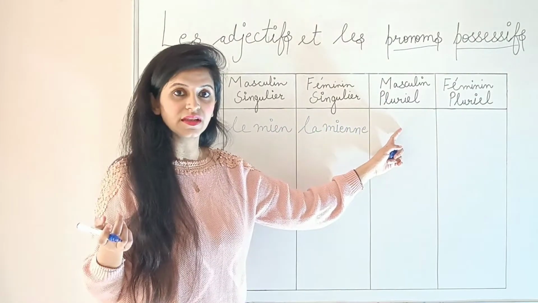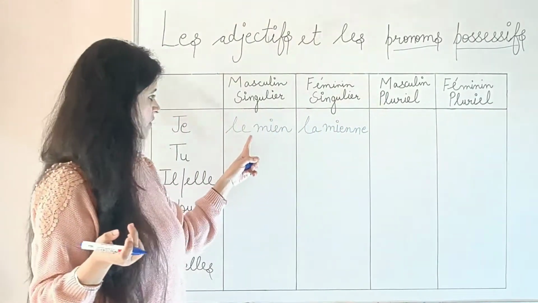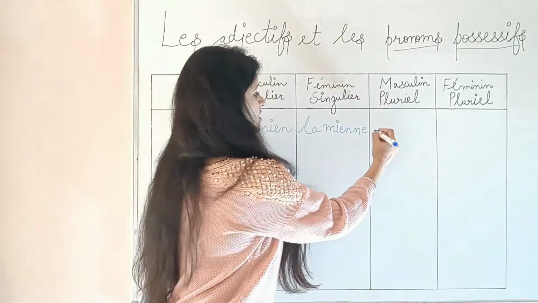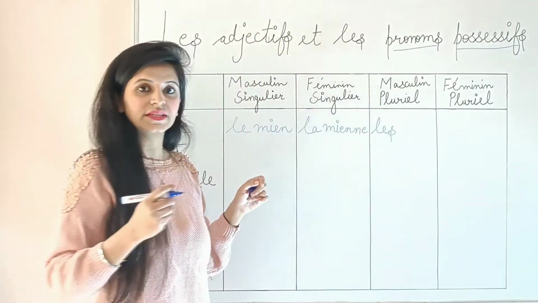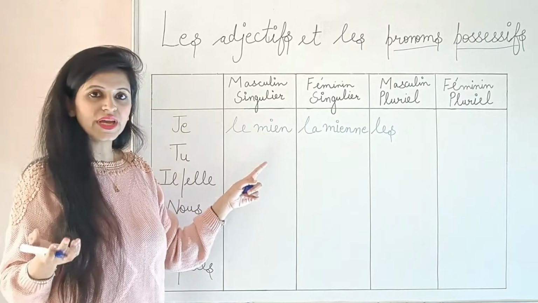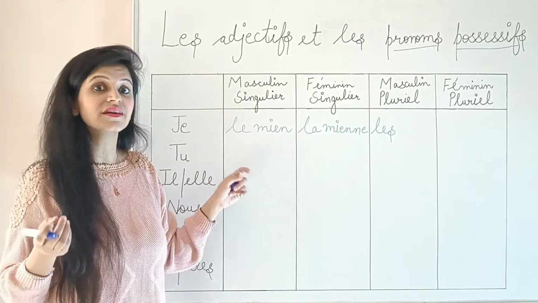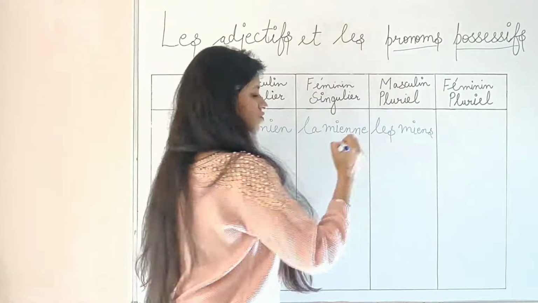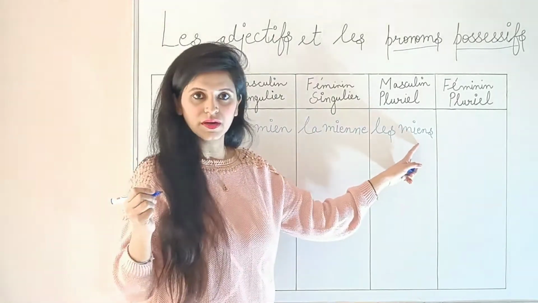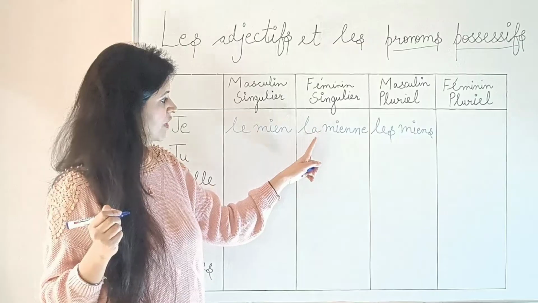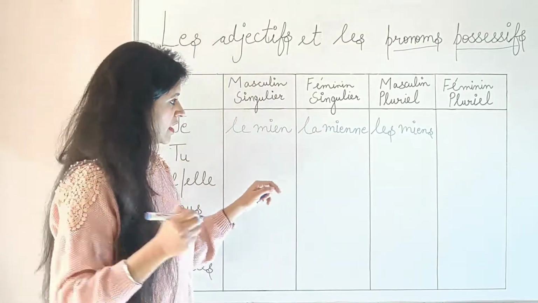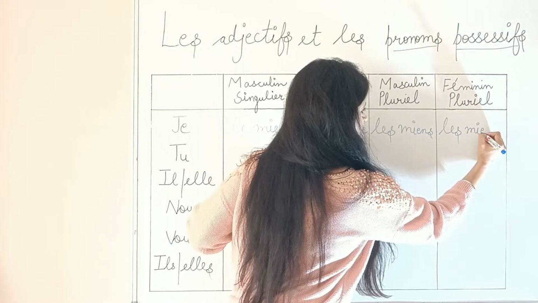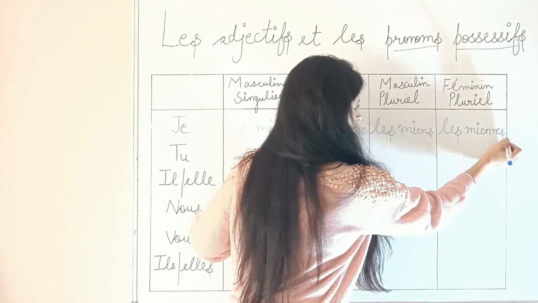Now masculin pluriel. What is the plural of definite article le? The plural of definite article le is les. So you write les. And mien, what do we add? When we want to make plural, we add an s. Excellent. But the pronunciation remains same. Okay, mien. Alright, so let's continue. Féminin singulier, la mienne. And now how are we going to make the plural? Les miennes. Pronunciation same. Add an s.